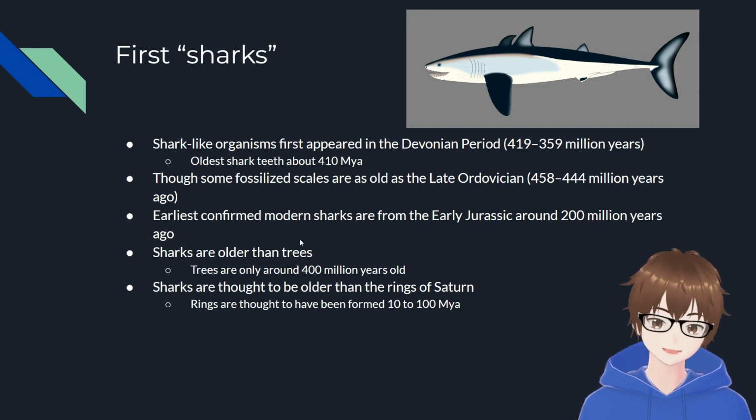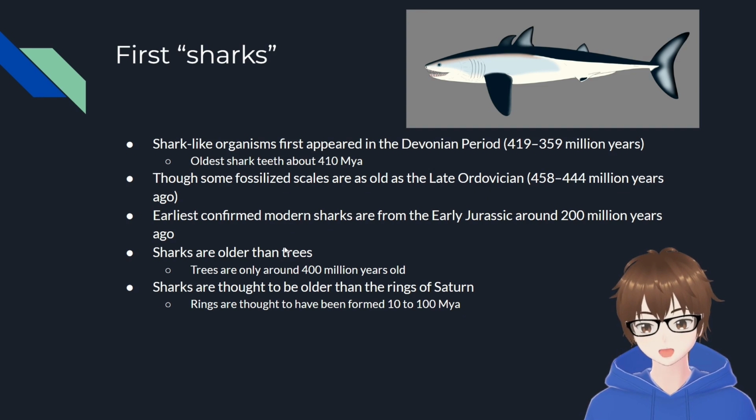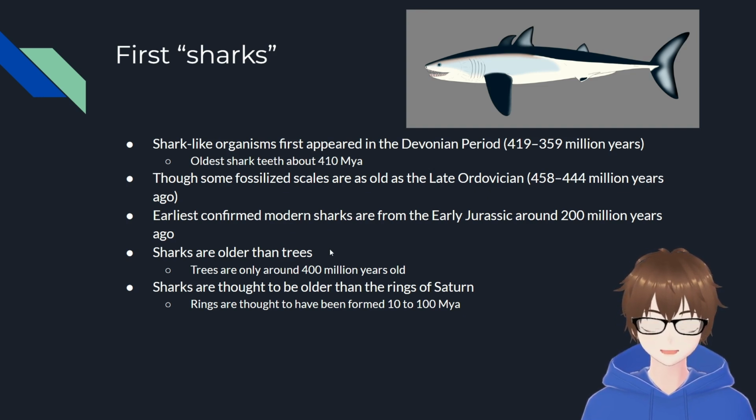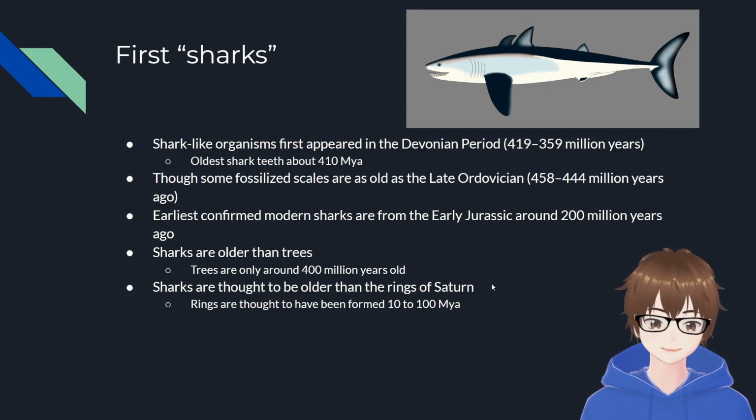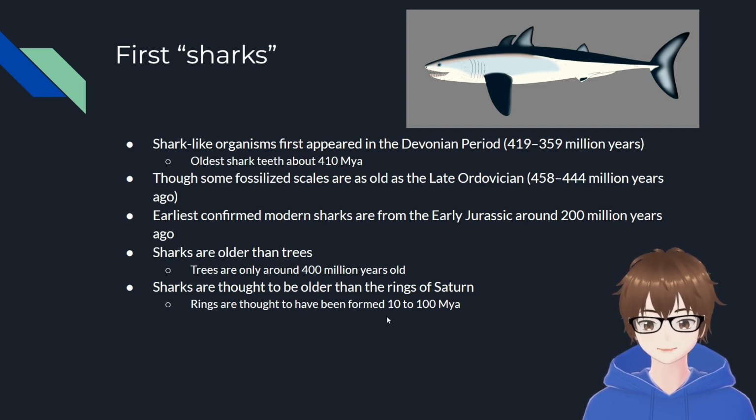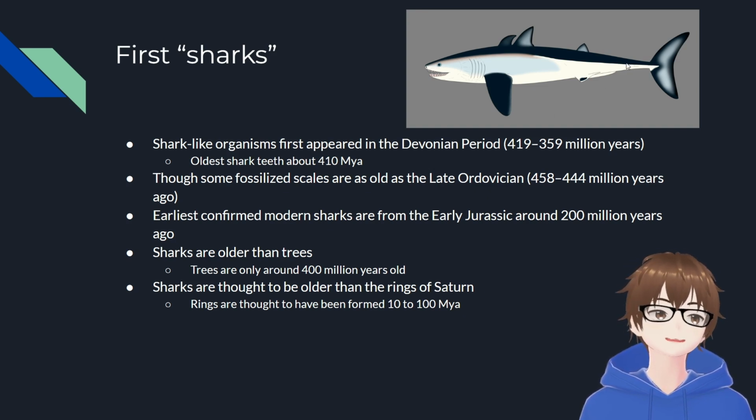Oh, also I have a few different trivia things. In all technicality, sharks are older than trees from what we know, because trees are only around 400 million years old, whereas the oldest shark teeth are 410 million years old. So technically, sharks are older than trees. And even crazier, sharks are thought to be older than the rings of Saturn, because the rings of Saturn are thought to have formed only around 10 to 100 million years ago. So, some cool trivia.